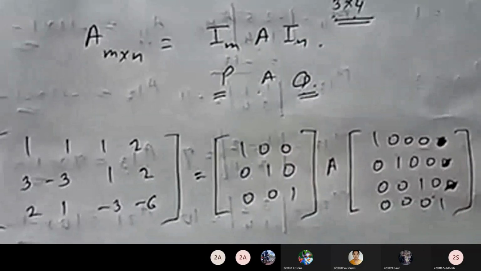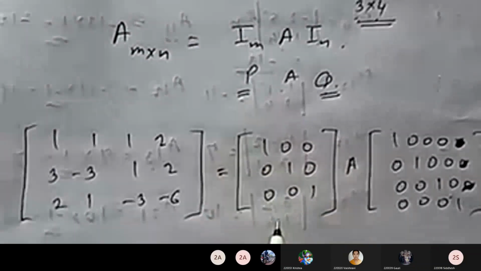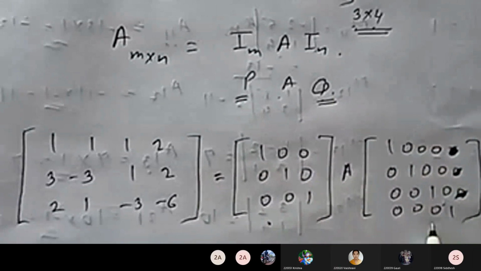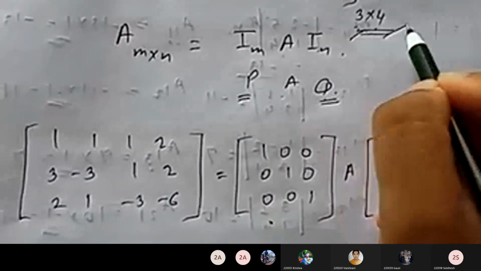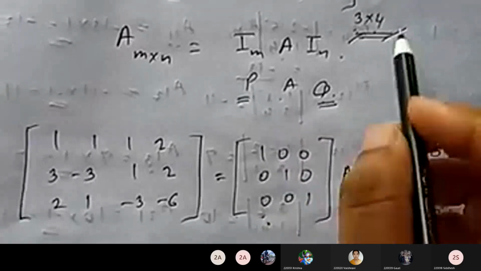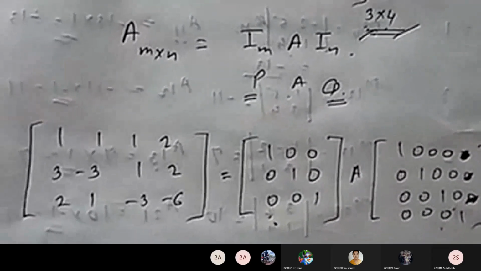So we get that one. Be clear with that matrix A we have. Im means the 3 by 3 identity matrix, and In means the 4 by 4 identity matrix, because the order is 3 by 4. 3 means we are going to apply the row operation, and 4 means we are going to apply the column operation. Remember that thing.